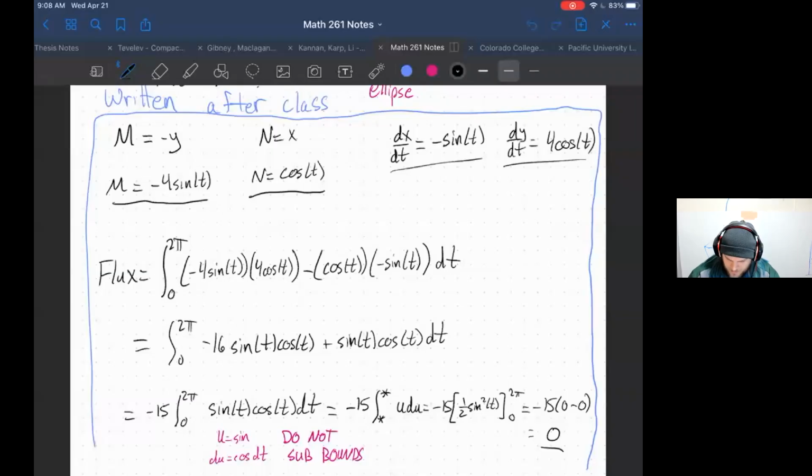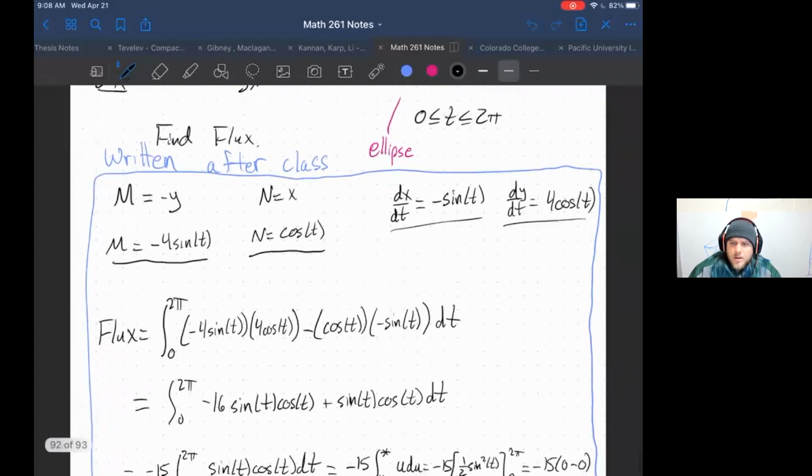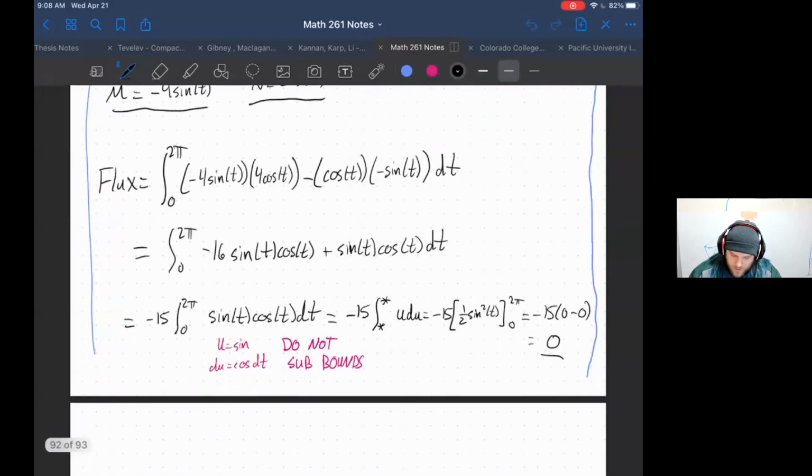Start recording. Awesome. So the example that we didn't quite have time to do, again, I wrote this down, I posted it in the online notes. We're going to briefly go over it. The important thing here is this u substitution.